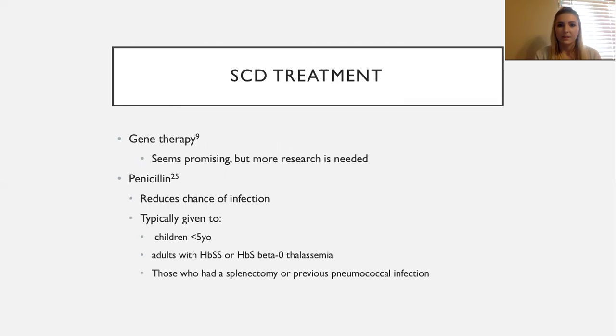Gene therapy is something that's on the horizon. There's been a couple successful case studies, but really not enough research to start using it in practice yet. Penicillin is often given because it reduces the chance of infections, and is typically given to children less than 5, adults with the sickle cell anemia or the beta zero thalassemia type, or those people who have had a splenectomy or previous pneumococcal infection.